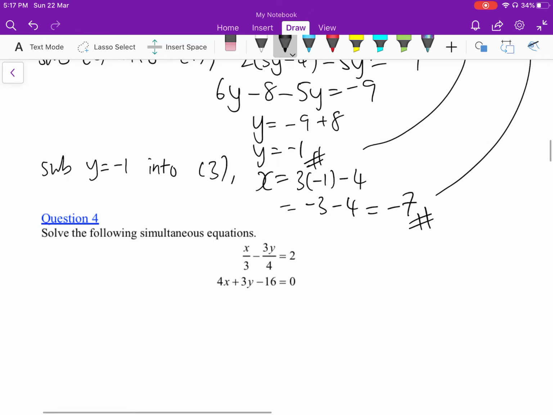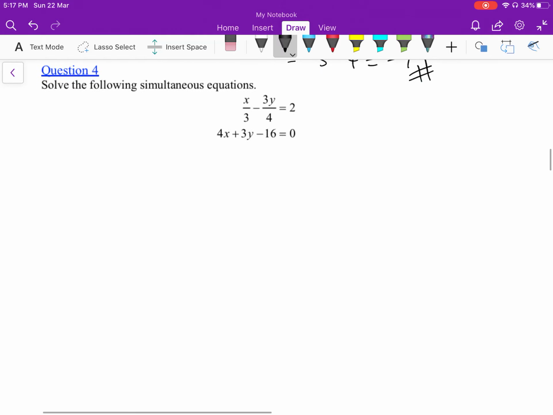Let's take a look at question 4 now. Question 4 is slightly tougher because you see fractions, but whenever there's a fraction, we will get rid of the fraction first. To get rid of the fraction in equation 1, you look at the 3 and 4. The lowest common multiple of 3 and 4 is 12. If I multiply the equation with the LCM, I will get rid of the fraction. So equation 1, I will times the LCM, which is 12.